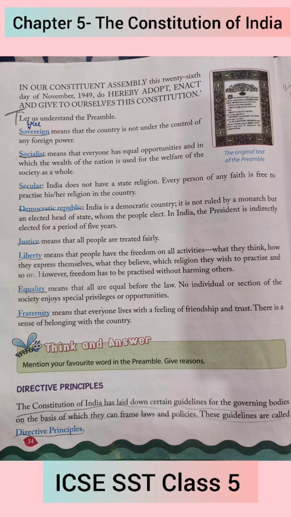Democratic Republic. India is a democratic country. It is not ruled by a monarch but an elected head of state whom the people elect. In India, the president is indirectly elected for a period of 5 years. Justice means that all people are treated fairly. Liberty means that people have the freedom on all activities, what they think, how they express themselves, what they believe, which religion they wish to practice, and so on. However, freedom has to be practiced without harming others.